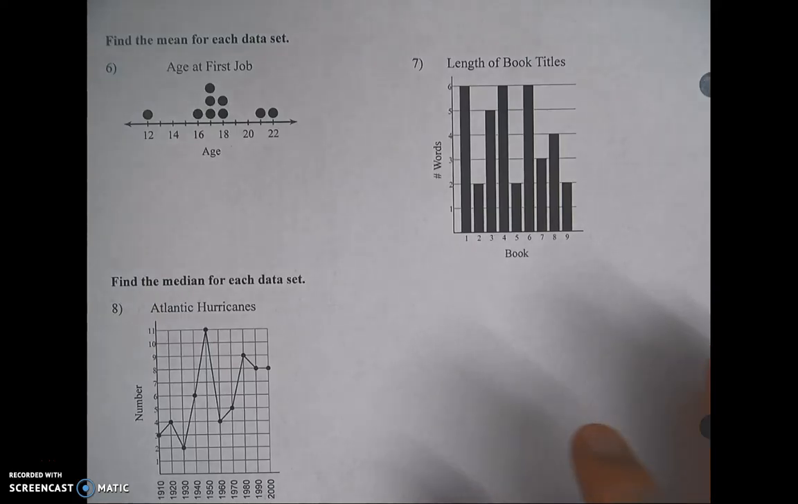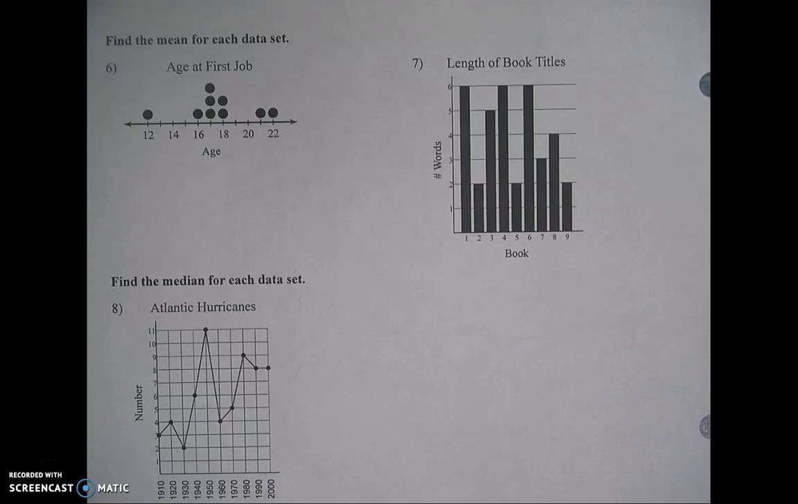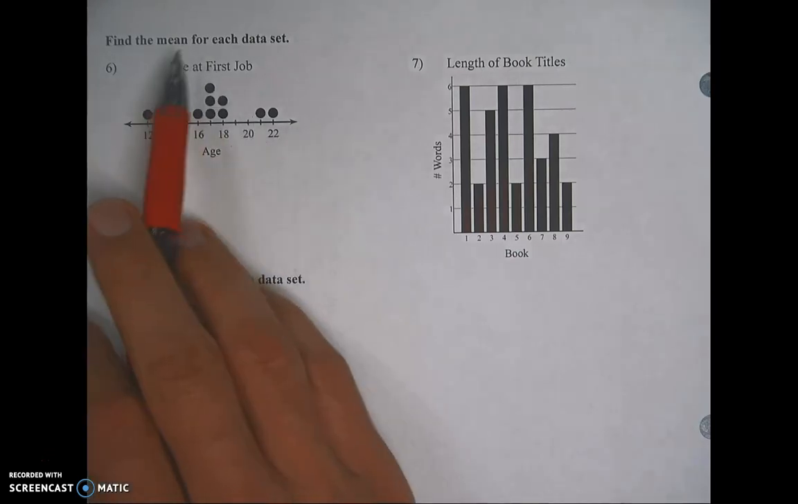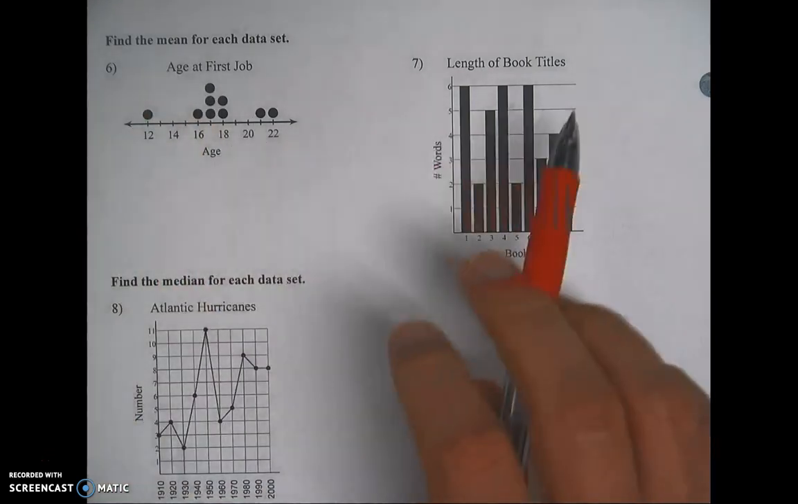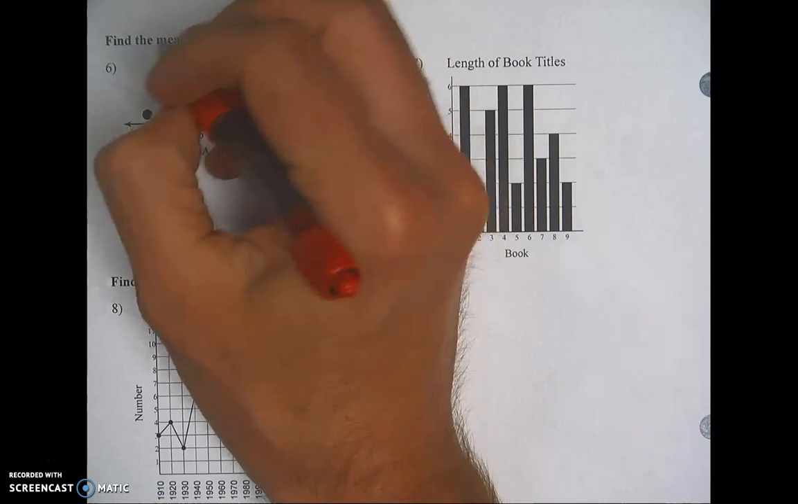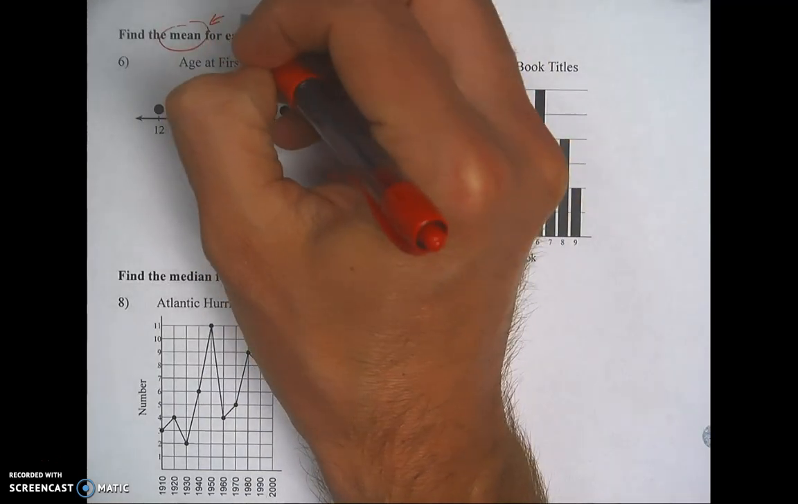So now we're going to take these different charts and graphs, and instead of just taking the data off of them, now we're going to do something with it. So on these top couple sections, we're just going to find the mean for these different sets of numbers. Now, remember, the mean is the average.